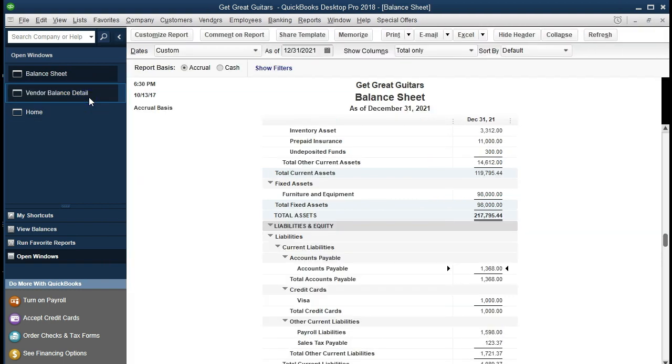If we go back to the balance sheet on the open windows here, back to the balance sheet, we see that that will be the same amount for the accounts payable.